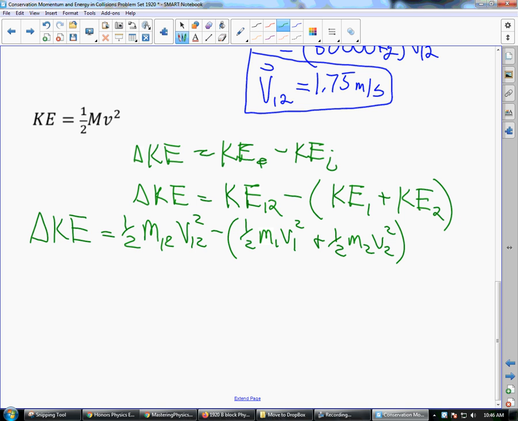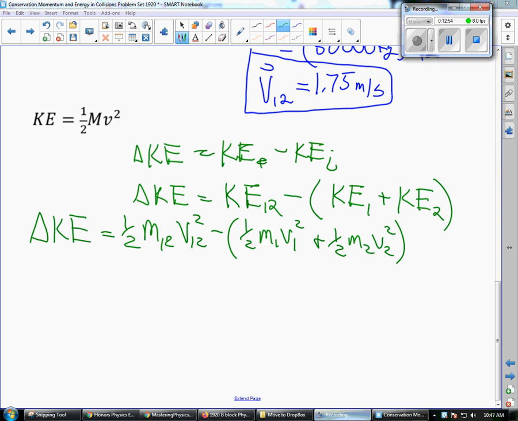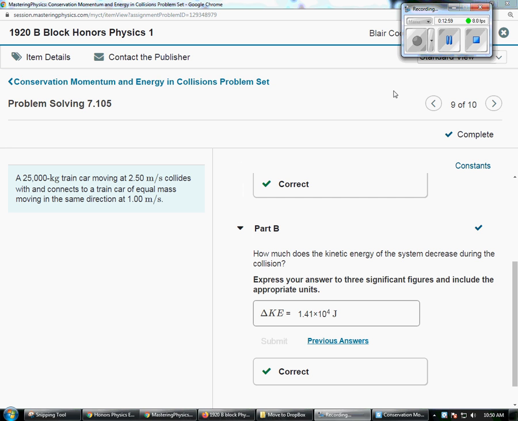And now just substitute in your values and crank it out. Well, it's going down, so you should get a negative answer, right? So give it a try, see what you come up with, and I'll give it a try also. Make sure that on that note, because it asks how much it's decreasing, it doesn't need a negative sign.